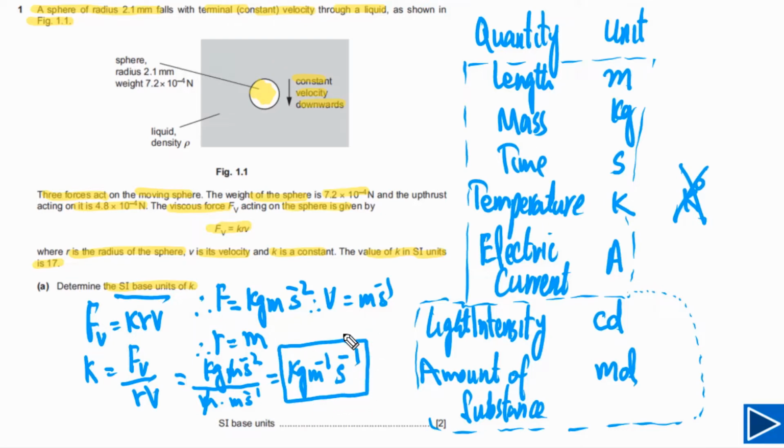This question has 2 marks. The first mark you will get if you have written the SI base unit for the force, and that is the C1 mark. If you have written this one, you will get 1 mark. And the second mark is the answer mark. If you have got the right answer, you will get the 2nd mark. But if your answer is right and you haven't written this step, still you will get 2 marks.